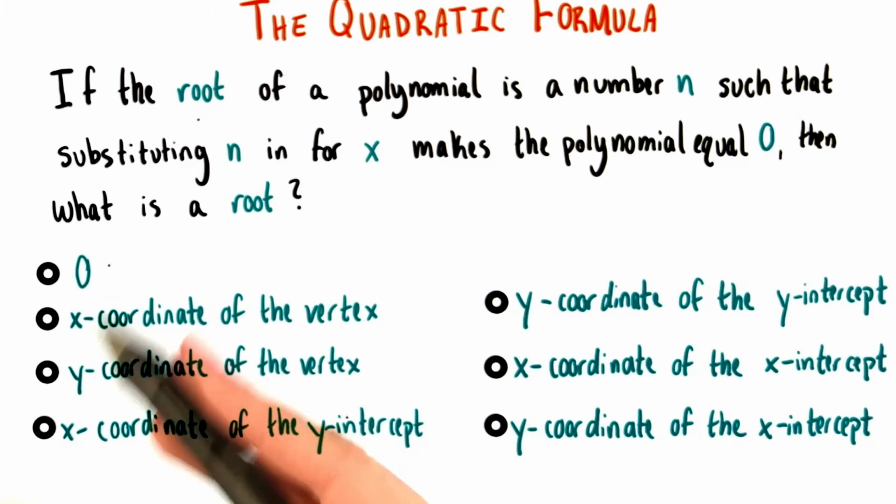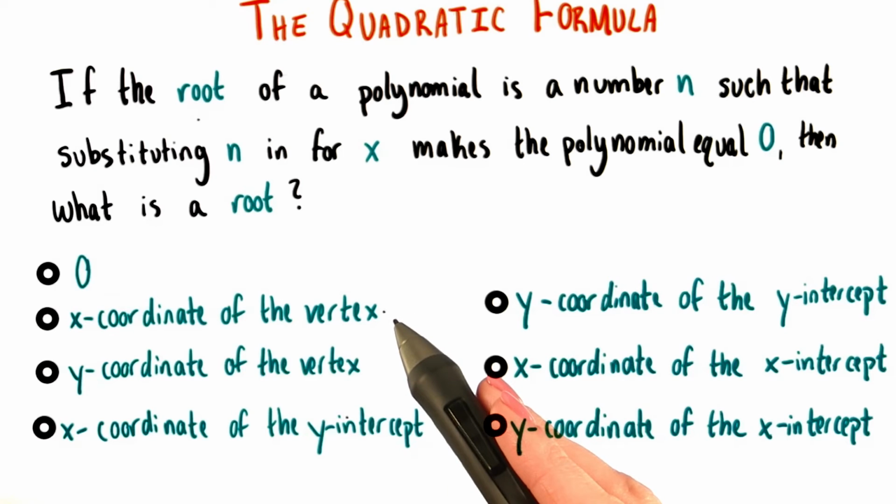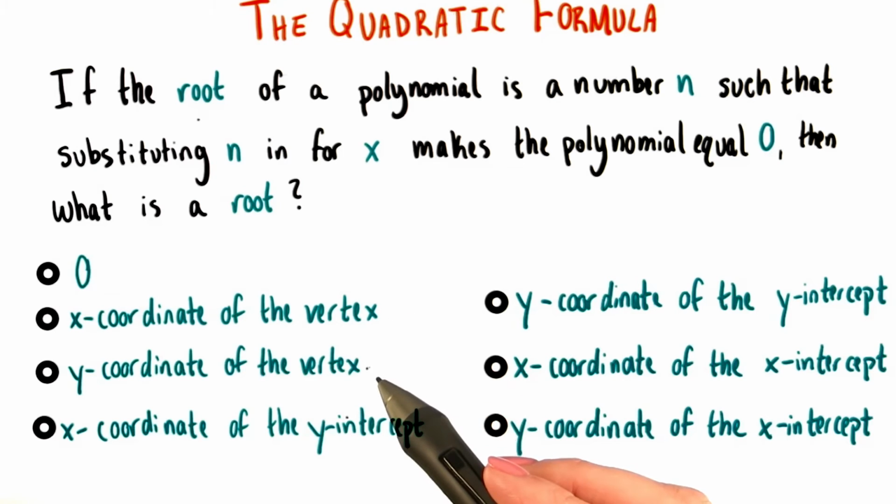Is the root just 0? Is it the x-coordinate of the vertex of the parabola? Is it the y-coordinate of the vertex? Is it the x-coordinate of the y-intercept? The y-coordinate of the y-intercept? The x-coordinate of the x-intercept? Or the y-coordinate of the x-intercept?